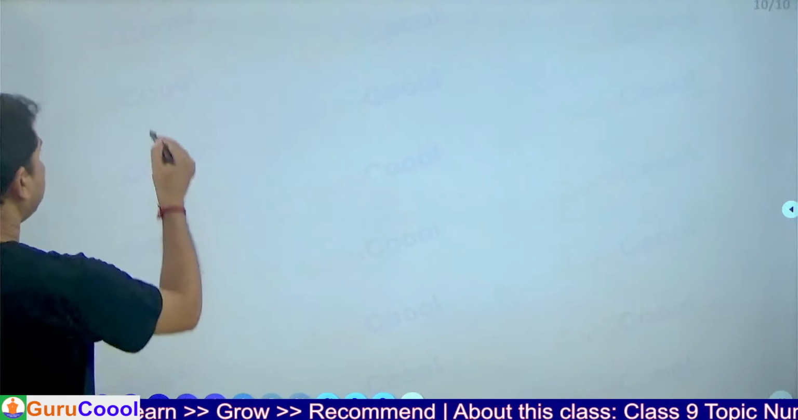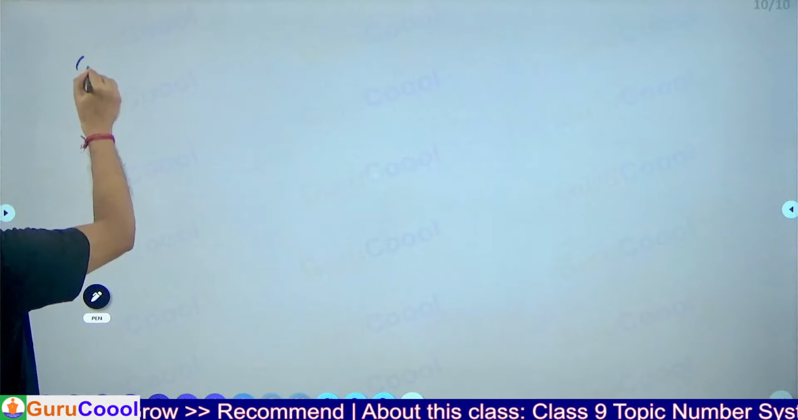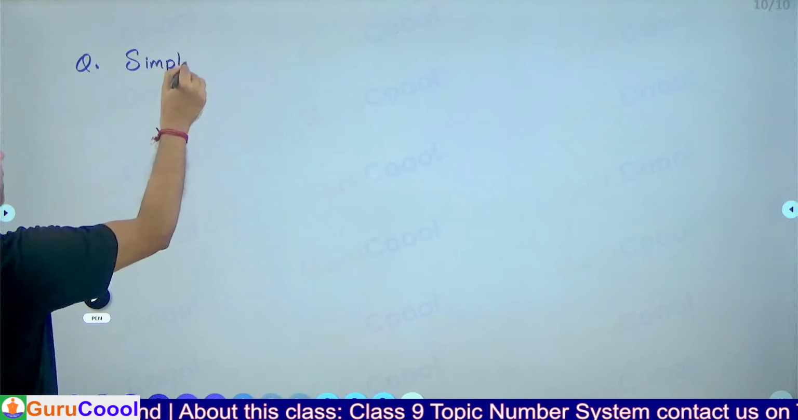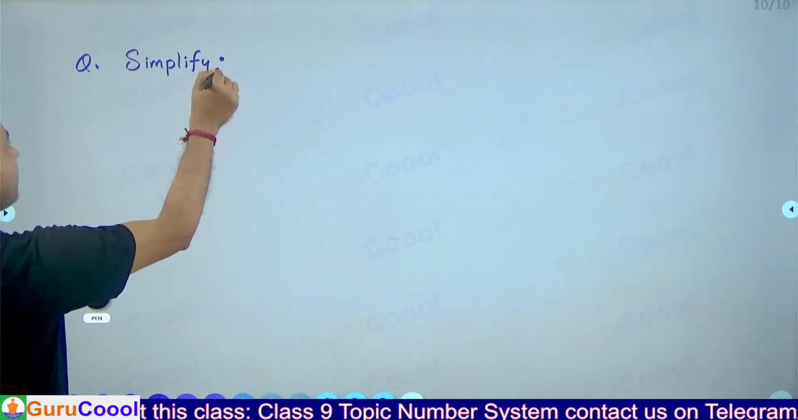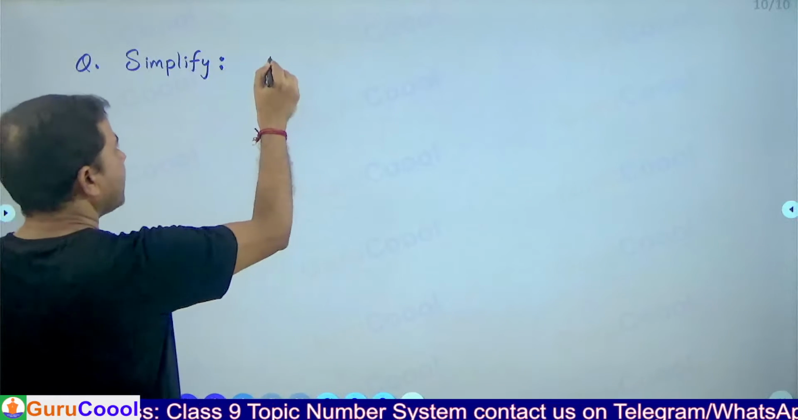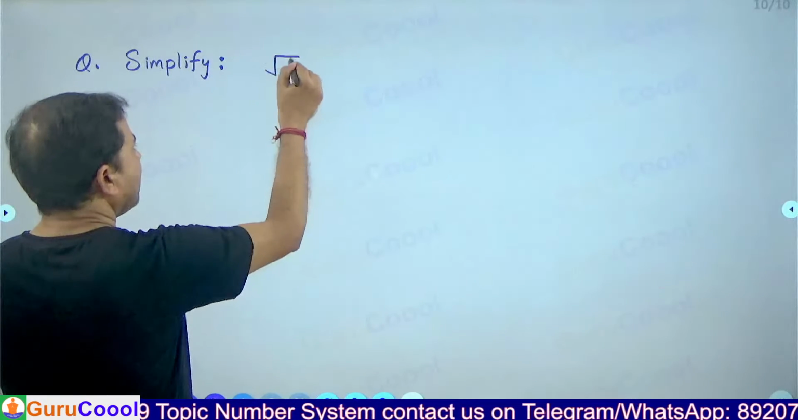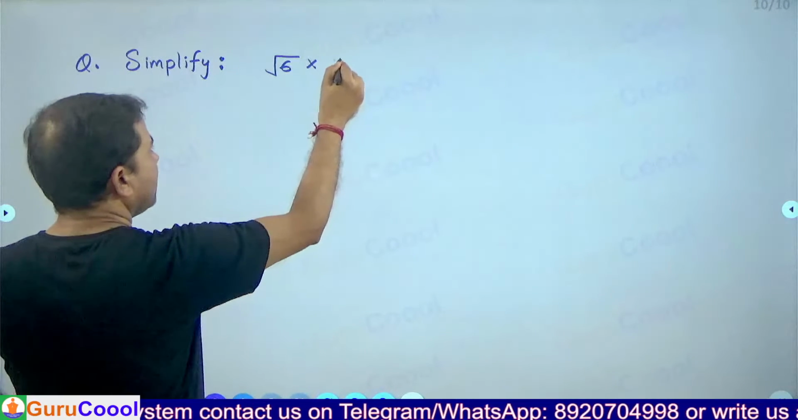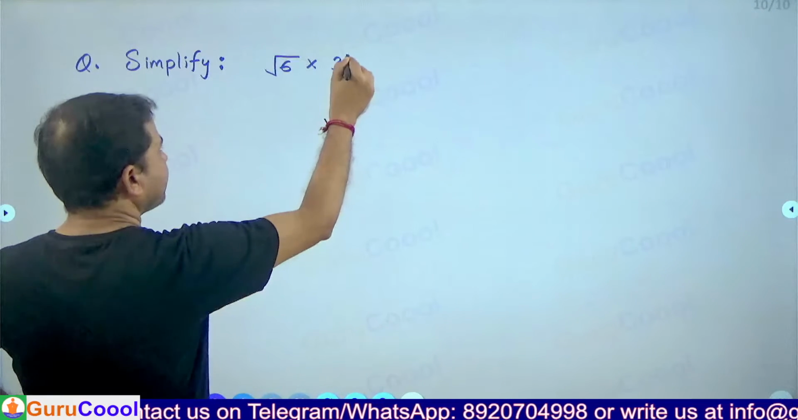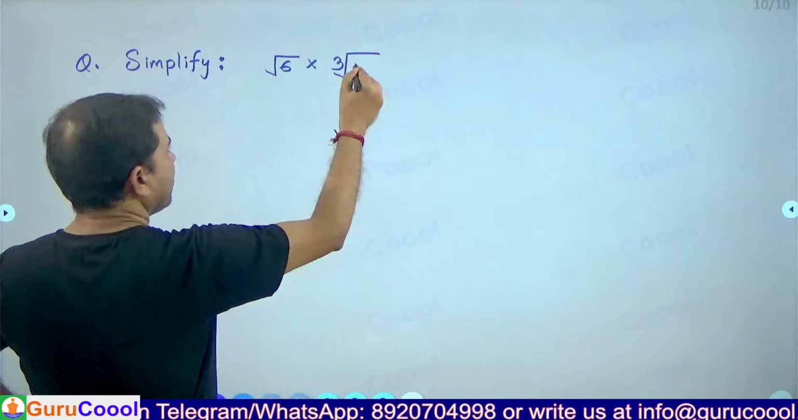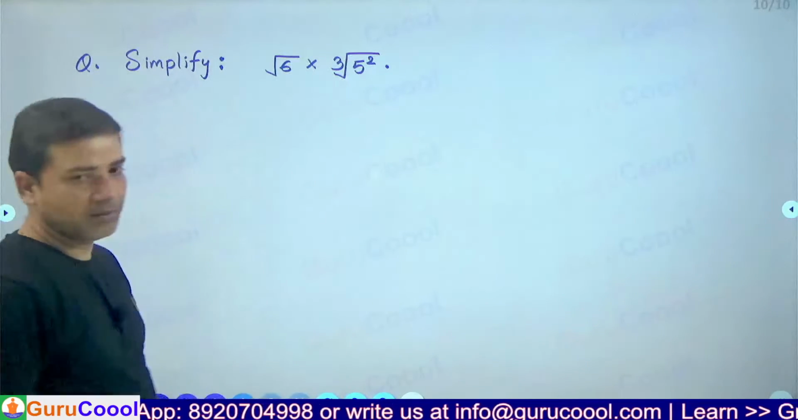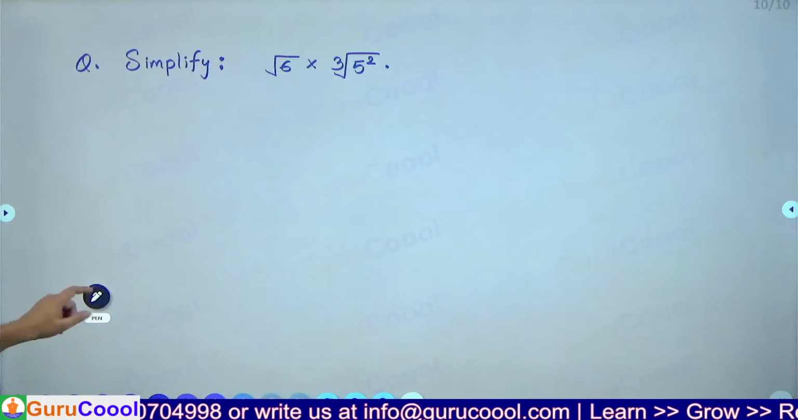Try once. Try a question I am giving. Simplify root 6 times cube root of 5 square. Try this and submit your answer.